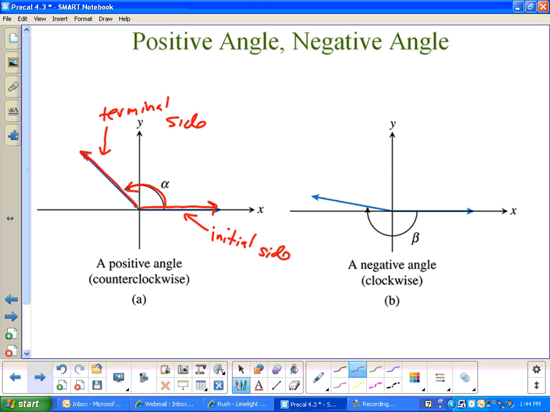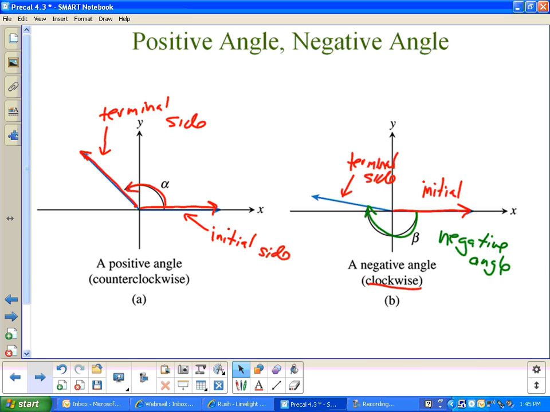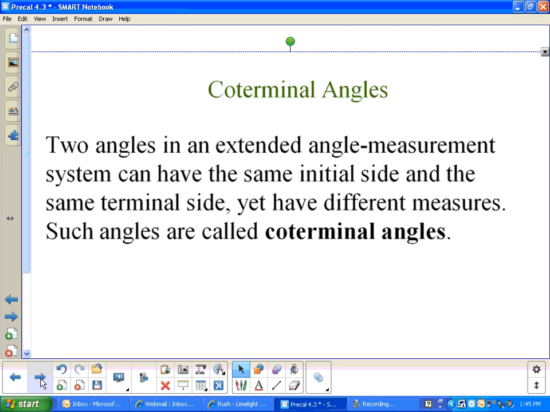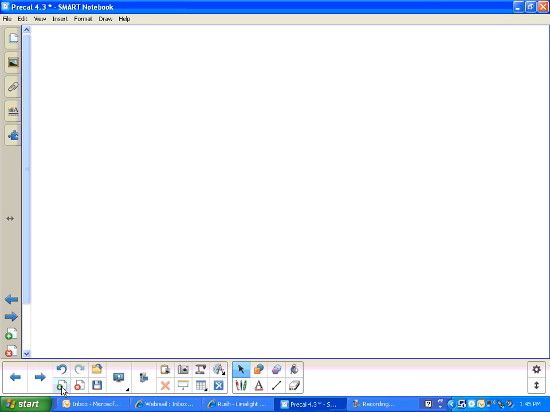But you don't have to do that if you don't want to. If you decide to go clockwise, that's still the initial side. This is still the terminal side. It is perfectly acceptable to go clockwise. However, when we go clockwise and go the opposite direction, that is called the negative direction, and we actually get a negative angle. Let me show you what I mean with some examples.